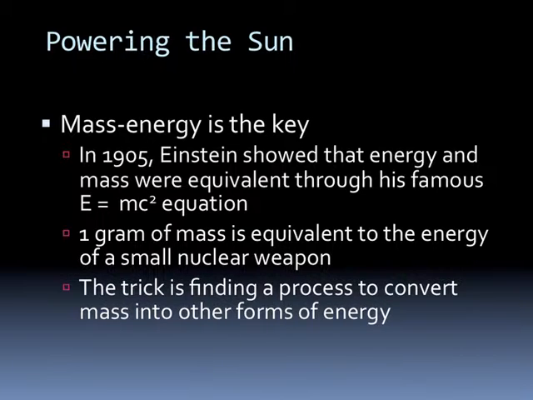This was a big mystery until Einstein came, and the key is the mass-energy relation. So, in 1905, Einstein showed that energy and mass were equivalent through his famous E=mc² equation. 1 gram of mass is the equivalent to the energy of a small nuclear weapon. The trick is finding a process to convert mass into forms of energy.